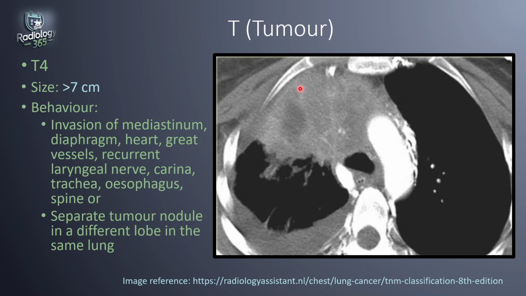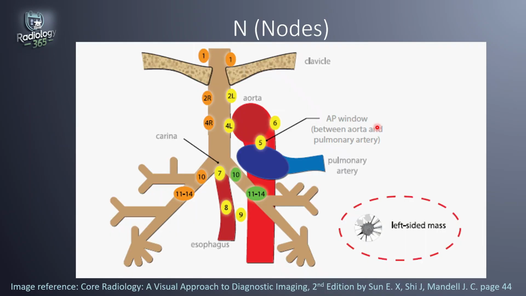So for the nodal classification, it's important to be aware of the distribution of lymph nodes within the chest. So we have hilar lymph nodes, mediastinal lymph nodes, supraclavicular lymph nodes. This presentation is not aimed at going through the various groups of hilar and mediastinal lymph nodes, but just to help us know at what point what nodal classification is given.